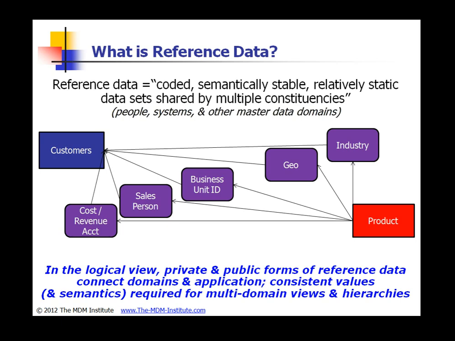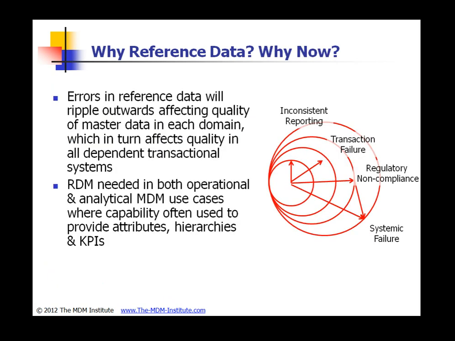So here we see some examples, in the purple, of some of the various reference data that can be shared among two very important domains, that is party and thing, or as most people say, customers and products. So clearly you need some semantically stable reference data to allow these two systems to interact. So why is reference data so important?